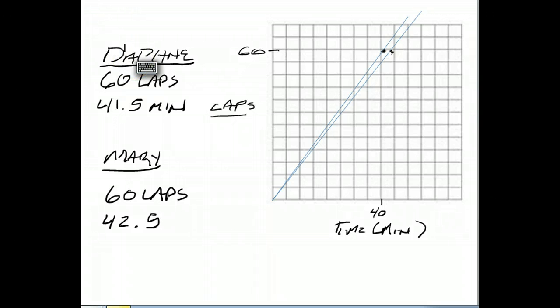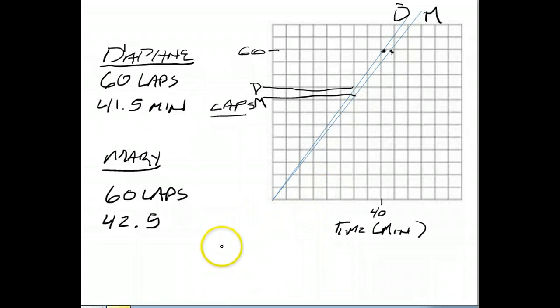First of all, for any given amount of time, you can see that Daphne's line, D, is going to be a little bit higher than Mary's. So for any given time, Daphne is actually swimming more laps than Mary is swimming. So if I go up, this is 30 minutes. If I go up 30 minutes, Daphne is swimming that much. And if I go up 30 minutes until I get to Mary's line, Mary has swum that many laps. So in 30 minutes, Daphne is swimming more than Mary is.